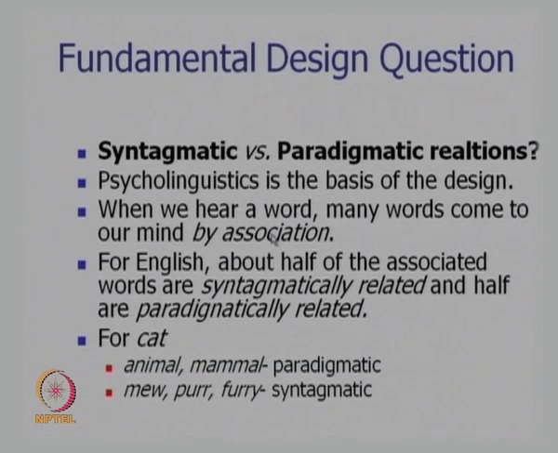So, the whole point is that when we hear a word, many words come to our mind by association. For example, when I hear the word cat, the words animal and mammal come to the mind. Words like mew, purr, furry, these words also come to the mind. The first two words, animal and mammal, come because of paradigmatic association. Cat, animal and mammal appear together in a lexical knowledge base, whereas the words mew, purr and furry come because of syntagmatic association. We have seen sentences like a cat mews, a cat purrs, or a phrase like a furry cat. These are examples of phrases and sentences formed by words which appear syntagmatically together.